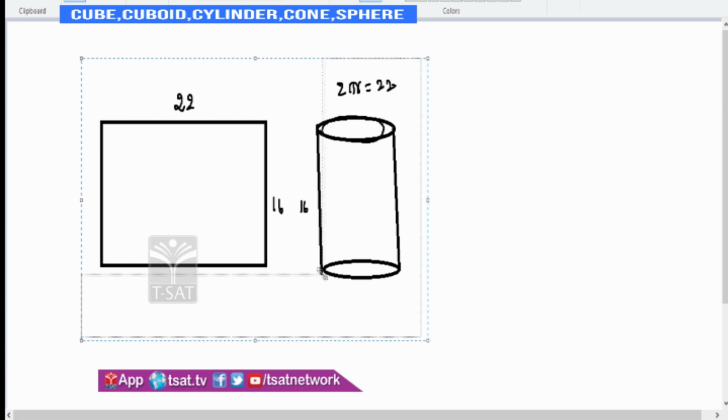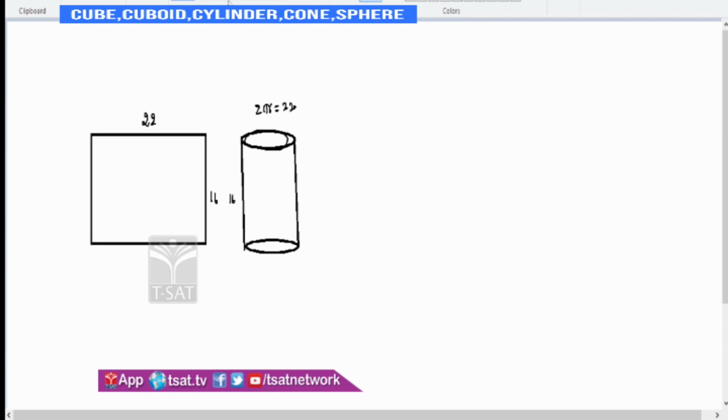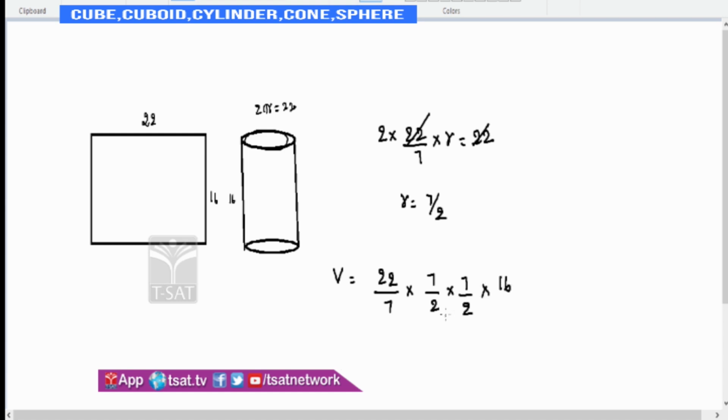Find out the volume of the cylinder. First 2 pi r: 2 into 22 by 7 into radius is equal to 22. 22 cancel. R is equal to 7 by 2. Now what is the volume of the cylinder? Pi r square h: 22 by 7, 7 by 2 into 7 by 2, h which is 16. 4 ones are 4, 4 fours are, 7 cancel. You have 22 into 28. So the answer should be 22 into 28.